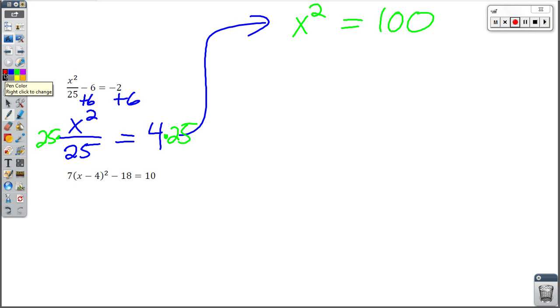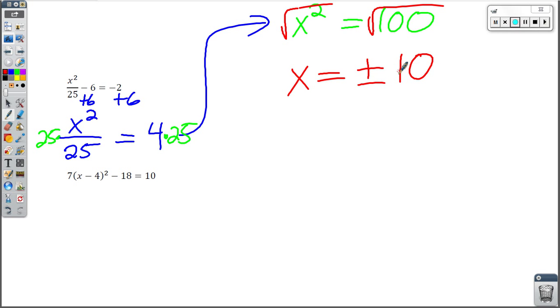Now we want to get rid of that x squared, so let's take the square root. Remember that we're always going to have the plus or minus. So I skipped that absolute value step here, which again is just fine with me, as long as you remember that you need to have the plus or minus, because there are 2 solutions here. And then the square root of 100 is 10.